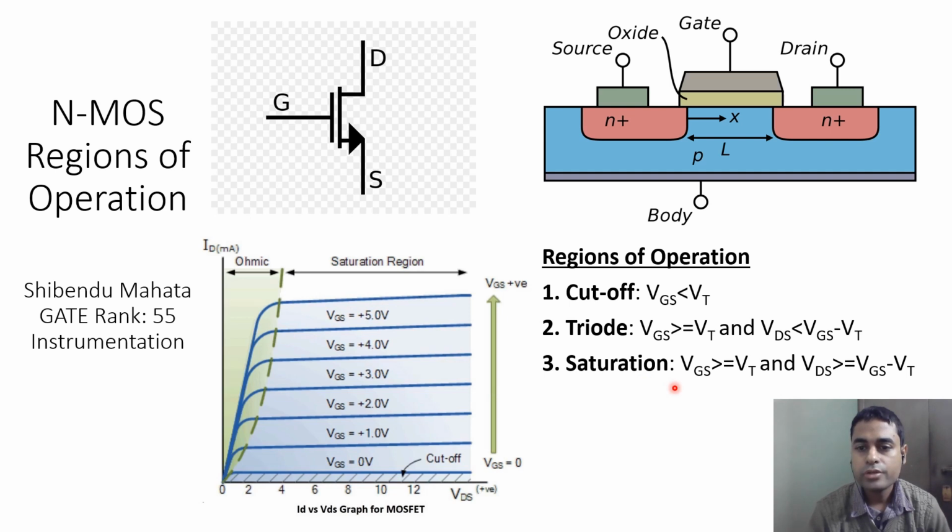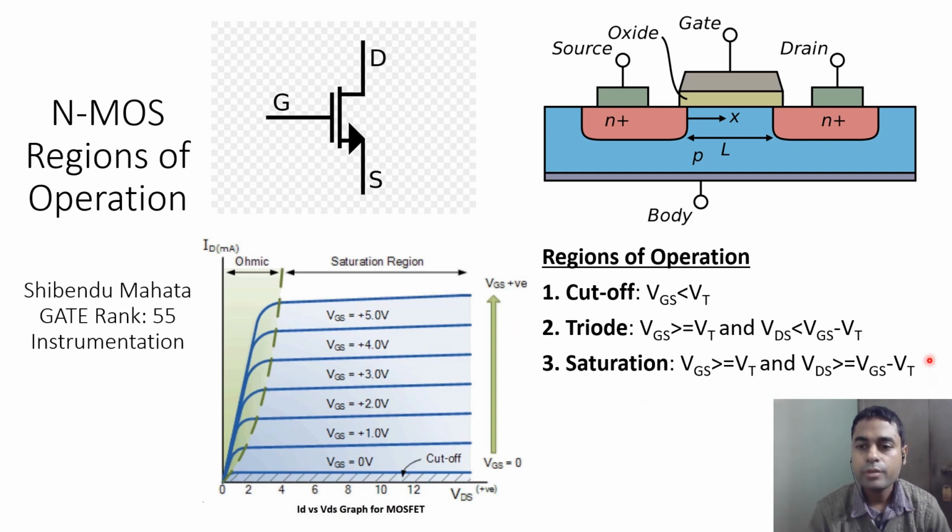So with the saturation region, the condition is that you have to establish the inversion layer. So VGS should be greater than or equal to VT. And the other condition is that VDS, that means drain to source voltage, should exceed the overdrive voltage, which is also called VGS minus VT.